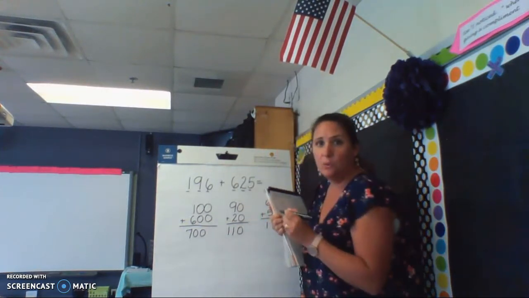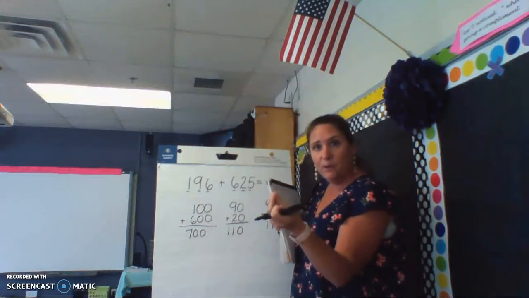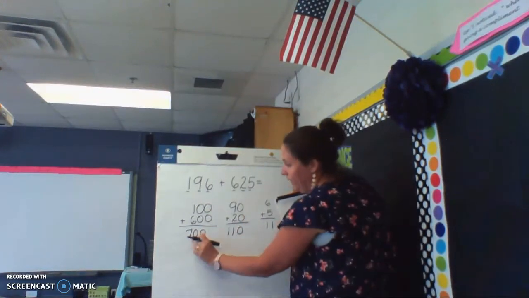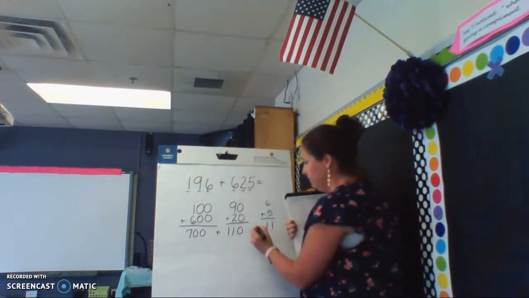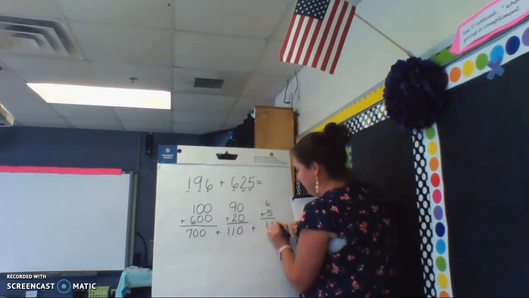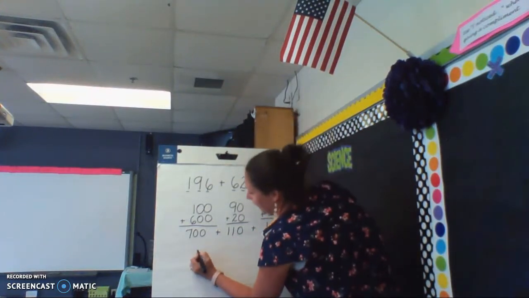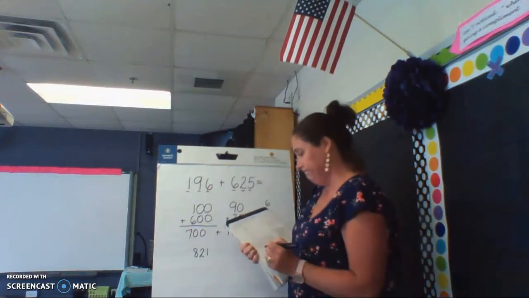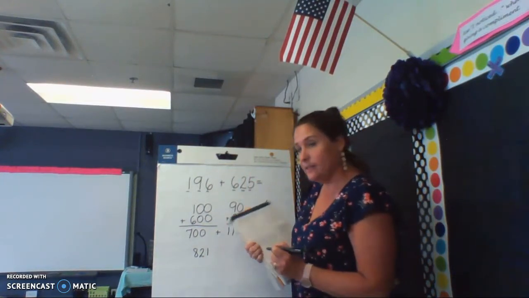Now what you want to do with these three sums is you want to combine them. You want to put them all together to get one final answer. So you would have 700 plus 110 plus 11 to give you a grand answer of 821. Maybe some of you solved this problem like this.